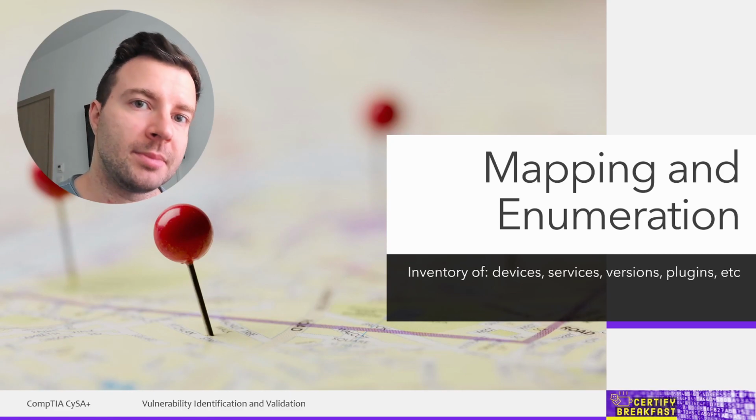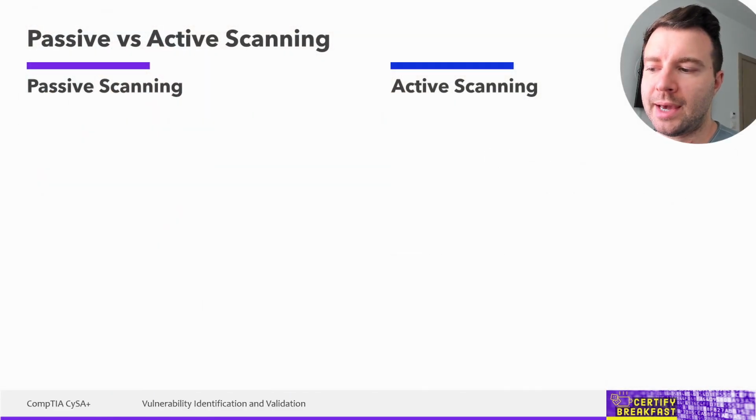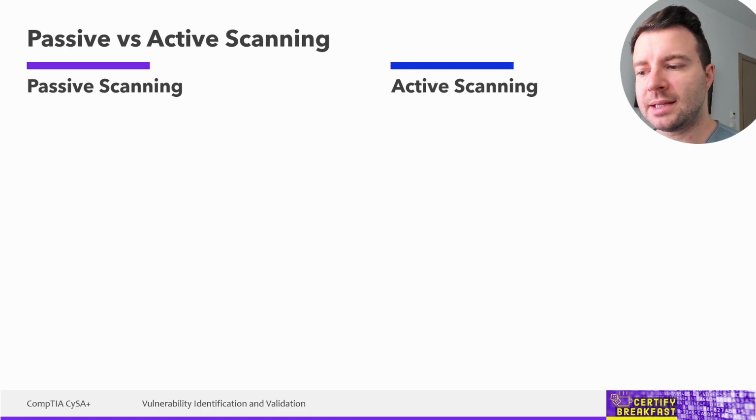for actual vulnerabilities. About the difference between active and passive scanning. You might think that any type of scanning that we do is an active one because it's an action that we decide to do, that we decide to interact directly with the network. But there are some fine differences here.